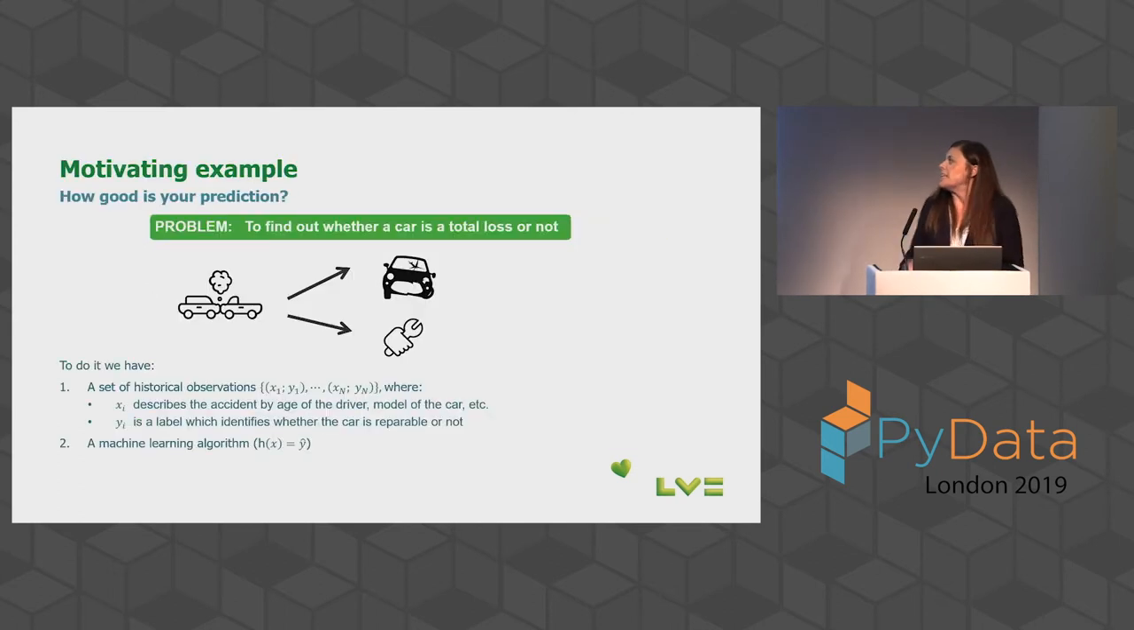So let's start. This is the idea. Imagine that our policyholder has an accident with the car. After the accident, he has to call the call center and report it. Then our task is to decide whether the car was a total loss or not. So how do we do that? We have a set of historical observations. Xi is the information available about the accident, like age of the driver, model of the car, and so on, and Yi is the label, yes or no for a total loss.